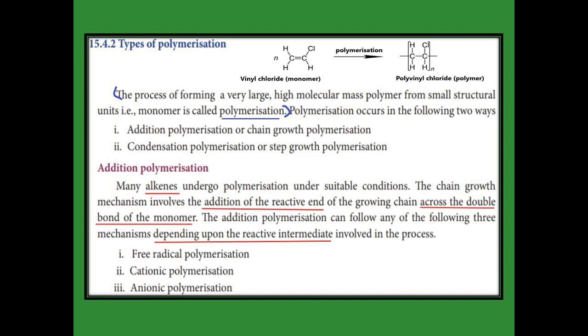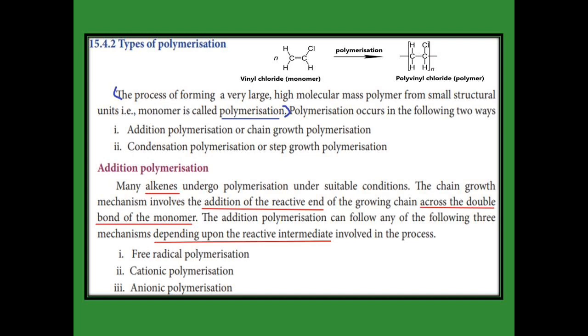In addition polymerization, no elimination occurs. We just add the smaller units so that we get chain growth polymerization. Addition polymerization's other name is chain growth polymerization. Condensation polymerization means some smaller molecules are eliminated, so that we get condensation polymerization. Another name is step growth polymerization.